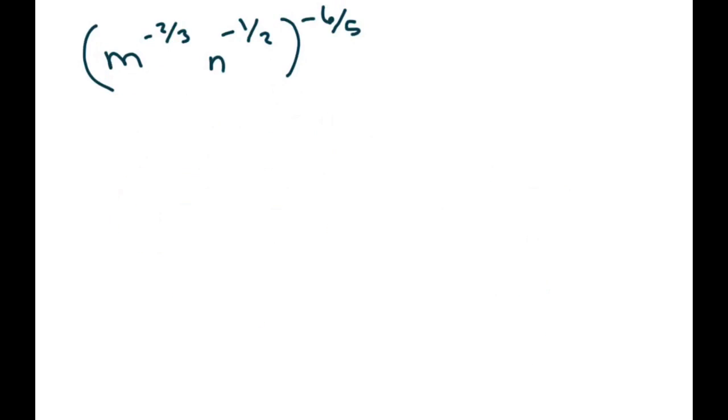And the last one we have is this one. So I'm just going to multiply my exponents using the power property. That's going to be 12 over 15 n to the 6 over 10.